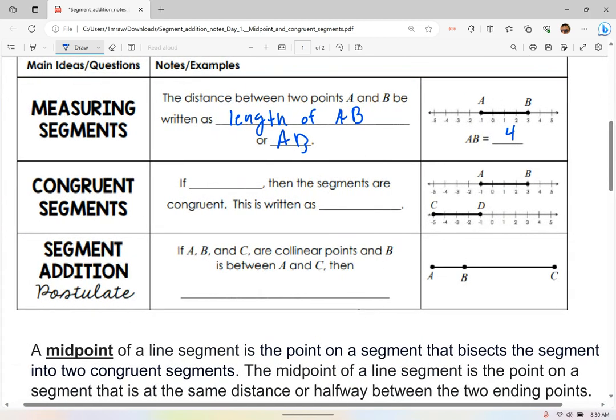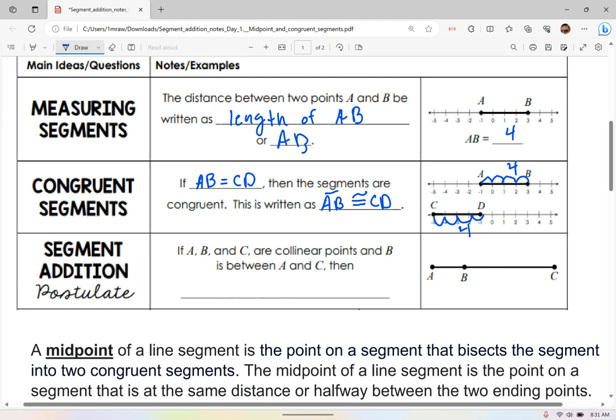Congruent segments: if the lengths are equal to each other, like we said earlier, see how AB is 1, 2, 3, 4, that's 4 lengths, and CD is 1, 2, 3, 4, that's 4 lengths. They both have a measure of 4 units. So we can say that AB is equal to CD. We're using the word equal because we're talking about their measurements. Then the segments are congruent. If the segments are congruent, we write it as AB is congruent to CD. There are multiple ways to write that, but that's probably your best bet.